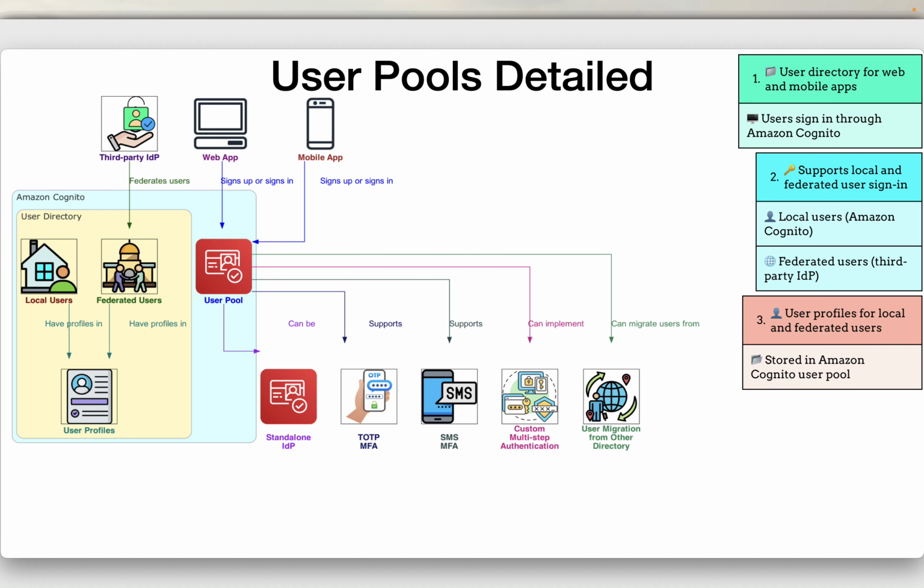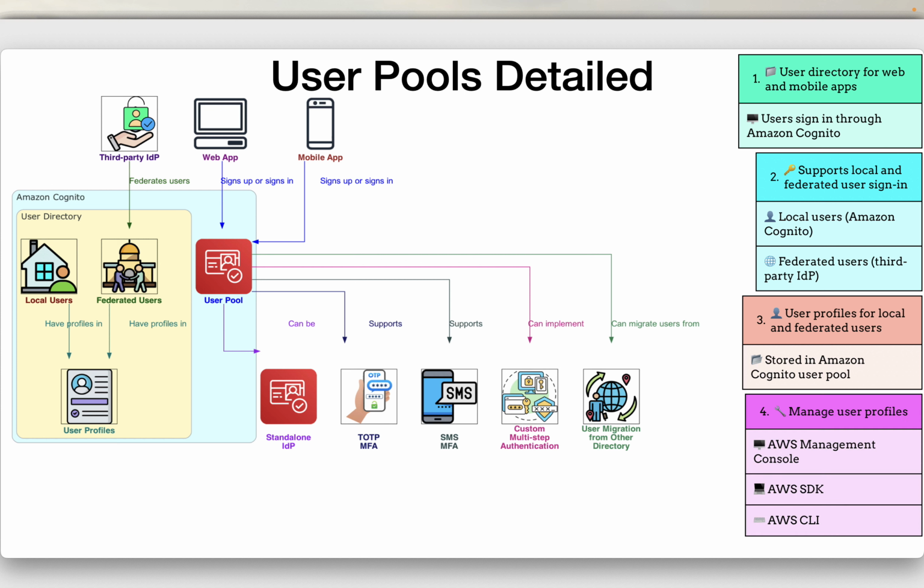Both local and federated users have user profiles stored in the Amazon Cognito user pool. In case of local, it's only there, this will serve as everything. But for federated users, it's still their user profiles, but there's a mapping, it has to map or link the profile from a third party federated system to your user pool. You can manage and customize user profiles through the AWS Management Console, SDK, or AWS CLI.